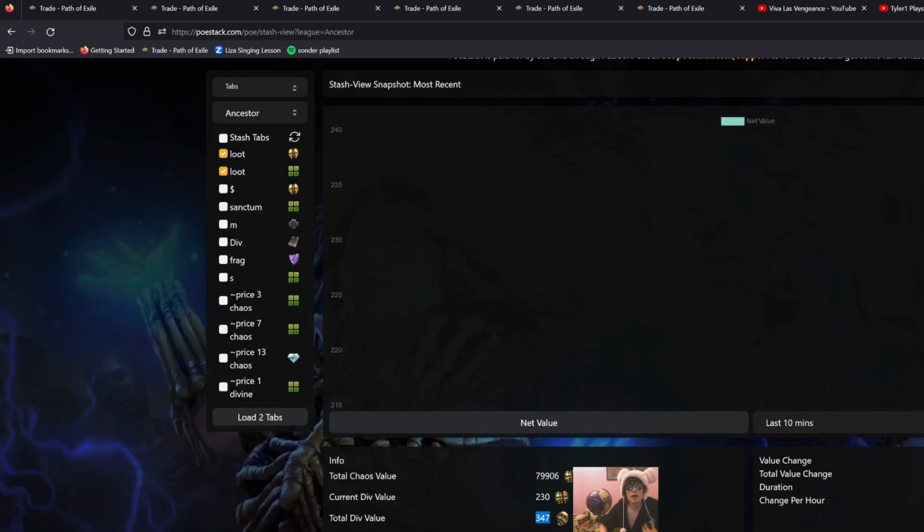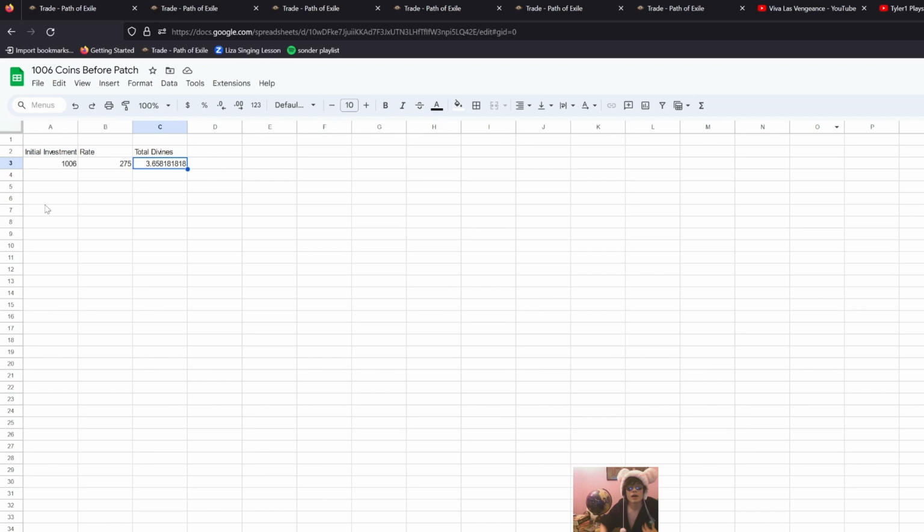And then, as you can see in the post stack tab here that I've loaded already for our two tabs, the total net value was 347 divines. So we'll set revenue at... was it 370 something? I can't remember. 347. So then the net profit becomes this, I put an equal sign again, this minus this. So the net profit was 343 divines, basically, right?